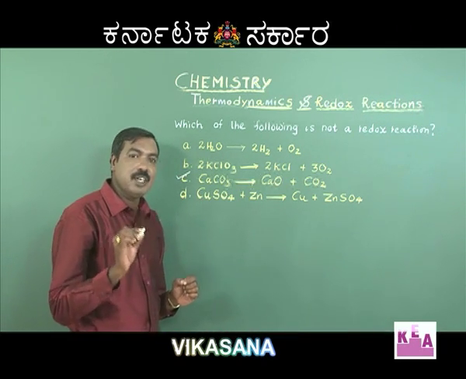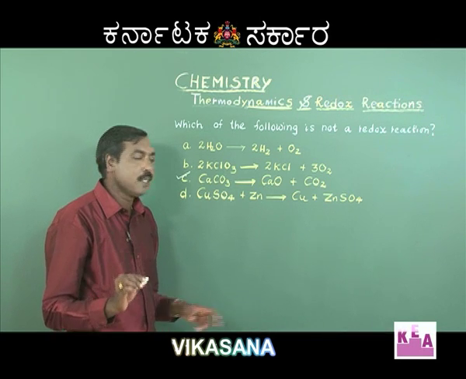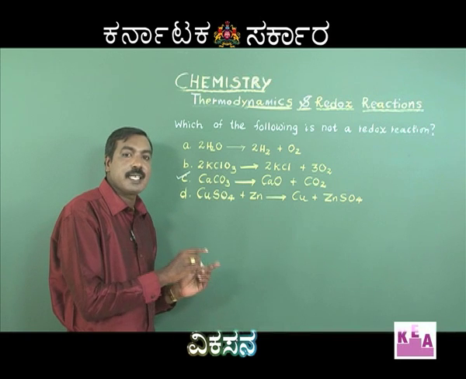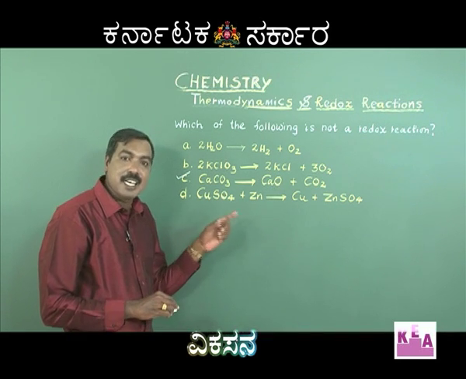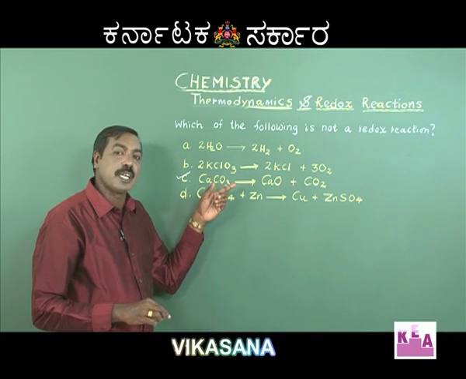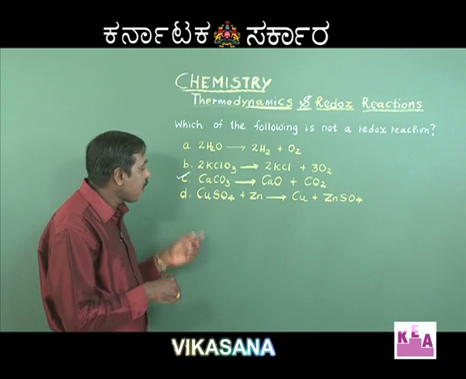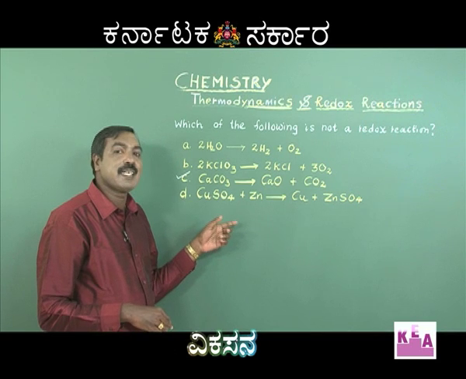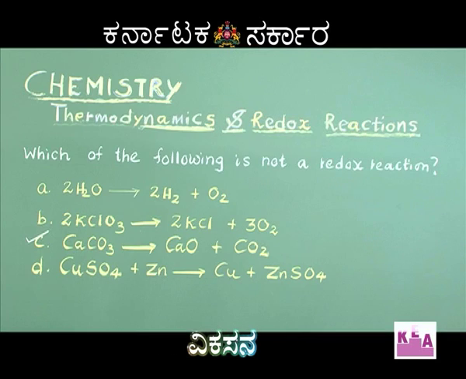Calcium carbonate undergoing decomposition to give calcium oxide and carbon dioxide. None of the products are in elemental state, therefore it cannot be a redox reaction. Option D, if I look at it, is an example of a redox reaction by the metal displacement method.